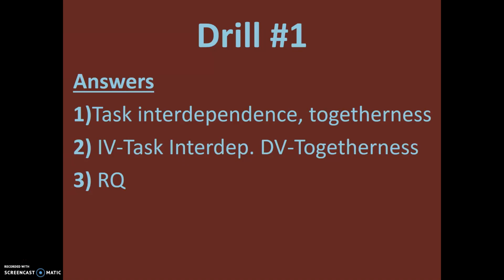That means that togetherness would be affected by task interdependence, and task interdependence would be able to affect change in togetherness. Task interdependence is the independent variable, and togetherness is the dependent variable.